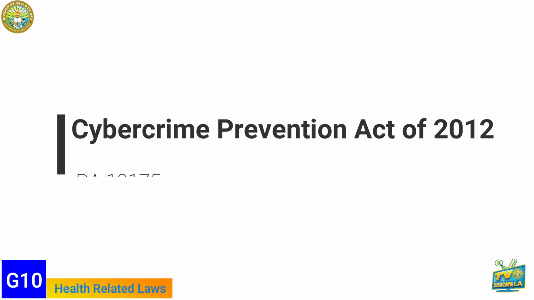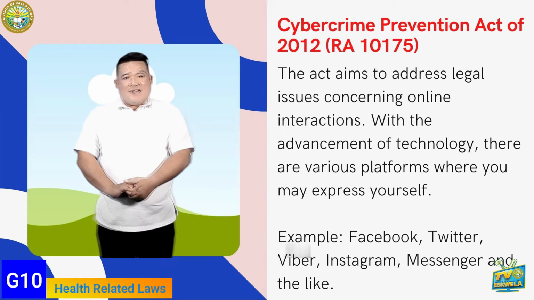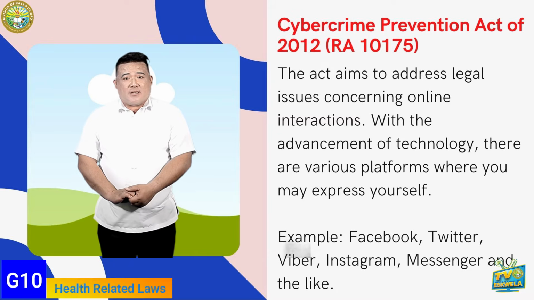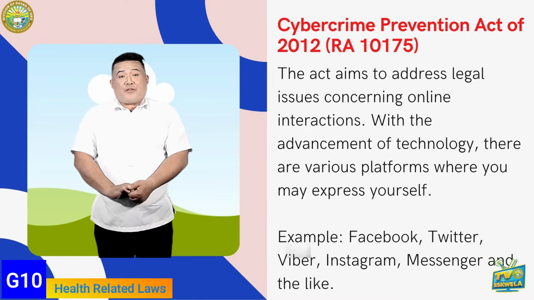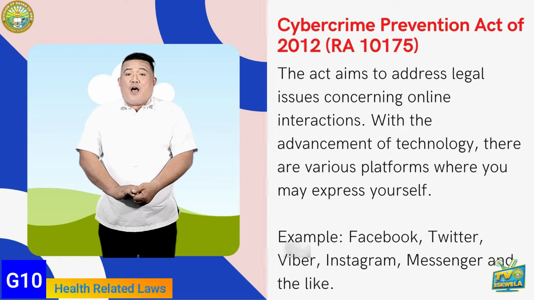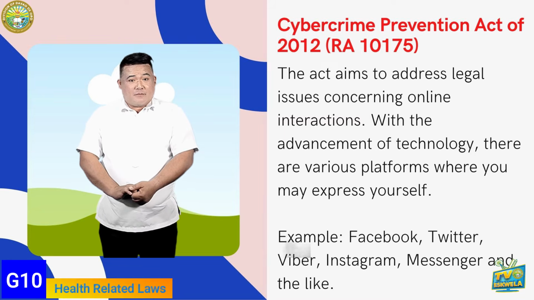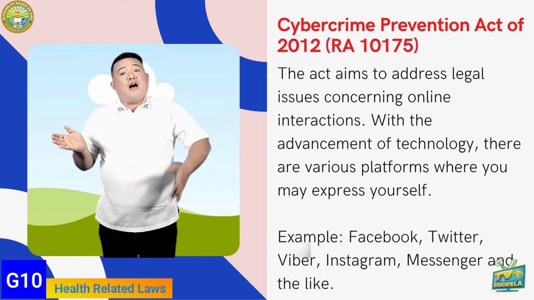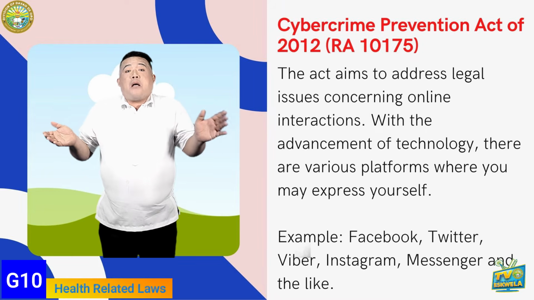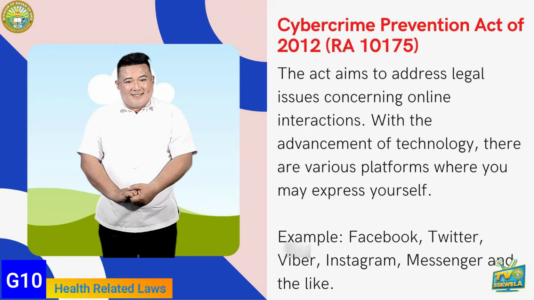Sixth, Cybercrime Prevention Act of 2012, otherwise known as RA 10175. The act aims to address legal issues concerning online interactions. With the advancement of technology, there are various platforms where you may express yourself. Example, Facebook, Twitter, Viber, Instagram, Messenger, and the like.